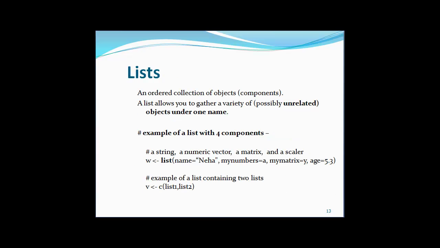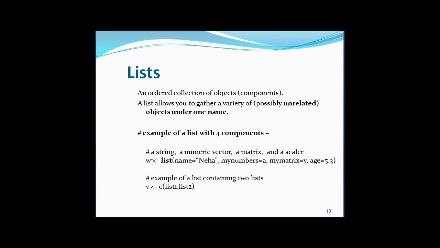Now coming towards the list. What is a list? It is an ordered collection of objects, that is the components. In a list, you can gather a variety of objects under one name that are unrelated also. Example of a list with 4 components is as follows.